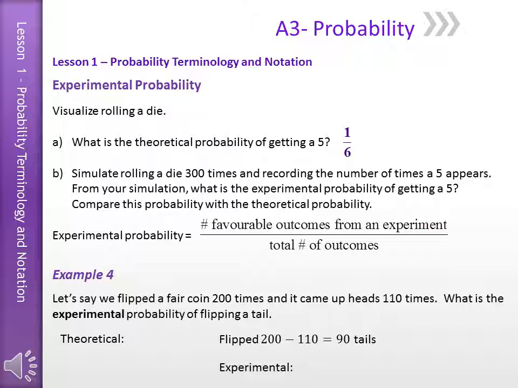For example 4, let's say we flip a fair coin 200 times and it comes up heads 110 times. What is the experimental probability of flipping a tail? Well, we know the theoretical probability would be 1/2. Now, because in the question it says 110 times that we flipped a head, we want to know for tails. So we do the subtraction, 200 minus 110. So we flipped a tail 90 times. So our experimental probability would be 90 over 200, and we could reduce that to 9 over 20.